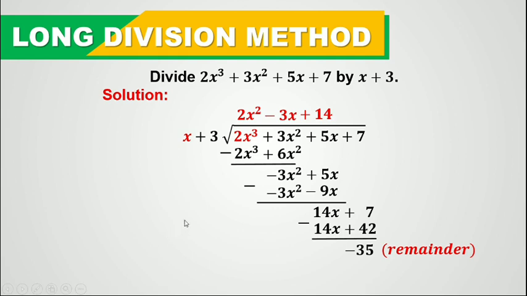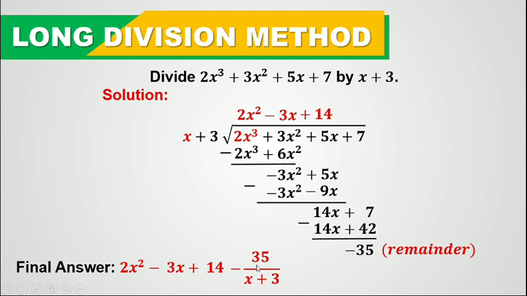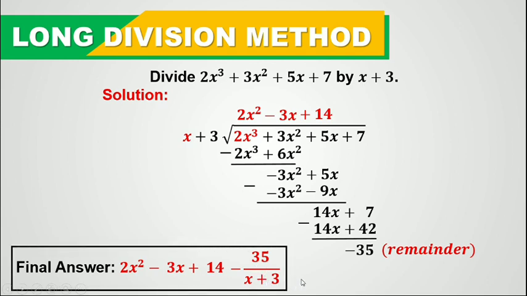So our final answer will be written this way. So 2x squared minus 3x plus 14, and then minus, since it's negative, minus 35 over x plus 3. And this is now our final answer for this particular exercise, alright? So let's try one more example.